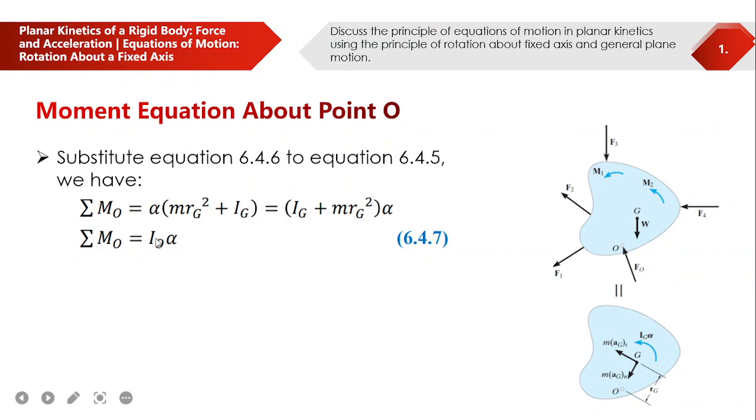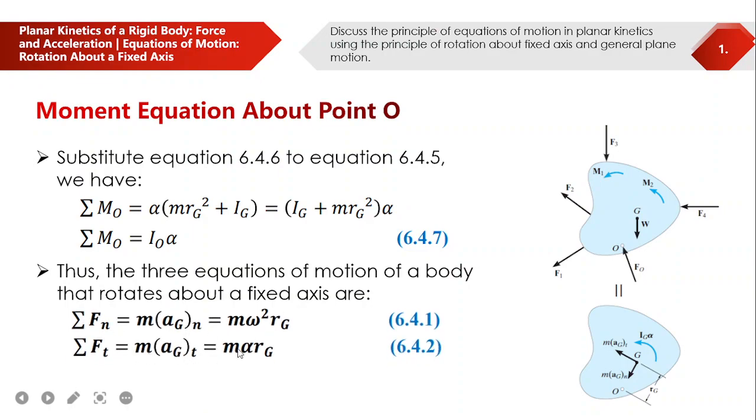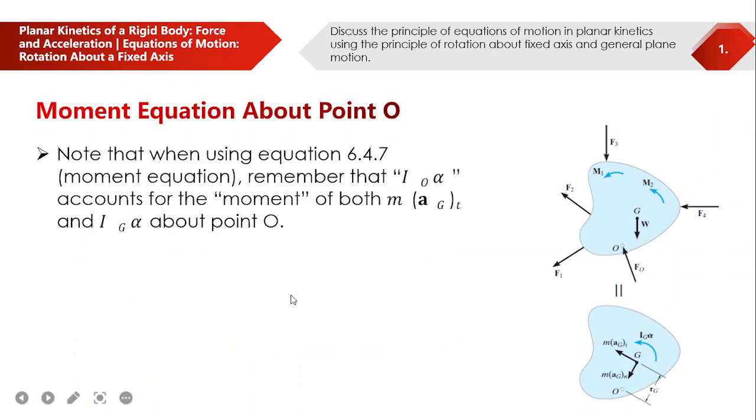If you already have the given, no? Given na yung point O, ano yung moment of inertia at point O, then multiply mo lang dun sa acceleration, then you can have your unknowns na kailangan mong kunin. Okay? So, thus the three equations of motion of a body that rotates about the fixed axis are, first, for your normal component, for your tangential component, that will be m times alpha times r sub g. And for your moment, the third equation of motion is the summation of all the moments at point O is equal to I sub O times alpha. Okay? So that's your three equations of motion, no?